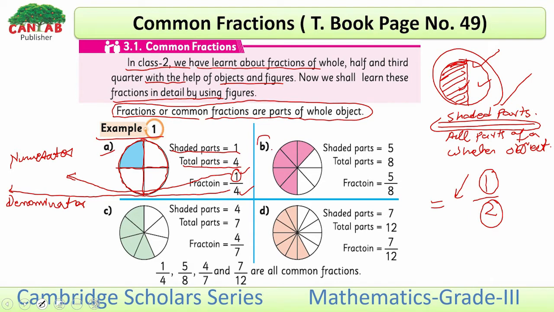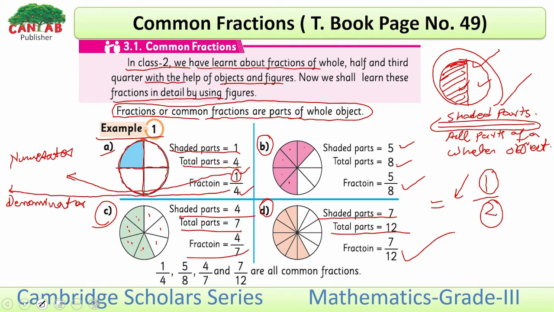Now look at part B. How many shaded parts? 1, 2, 3, 4, 5. How many total parts? 8. So we have 5 over 8. Similarly in part C, how many shaded parts? 1, 2, 3, 4. How many equal parts? 1, 2, 3, 4, 5, 6, 7. So total parts are 7, shaded parts are 4. So the fraction is 4 by 7. Similarly, in part D, there are 12 parts of a circle in all. How many shaded parts? 7. So we have a fraction 7 by 12.